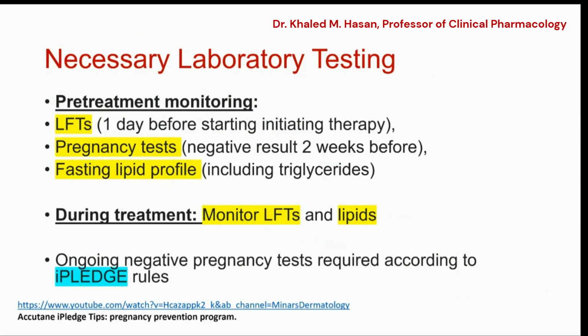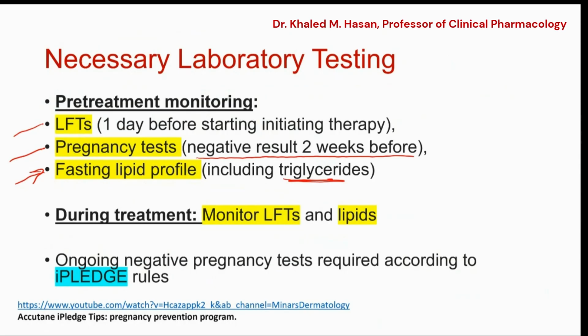Okay, so how can we monitor your patient here? Necessary laboratory tests. Okay, we need to do a pregnancy test. They said we need to have two negative pregnancy tests, 2 weeks before the treatment. Two pregnancy tests, not one. Then number two, we need to ask about liver function test, because this medication causes hepatotoxicity. Okay, number three, this medication increases triglycerides. We need to ask about fasting lipid profile. So three things need to be monitored for this patient. Number one, liver function. Number two, pregnancy test. And number three, lipid profile. Does that make sense for the isotretinoin?